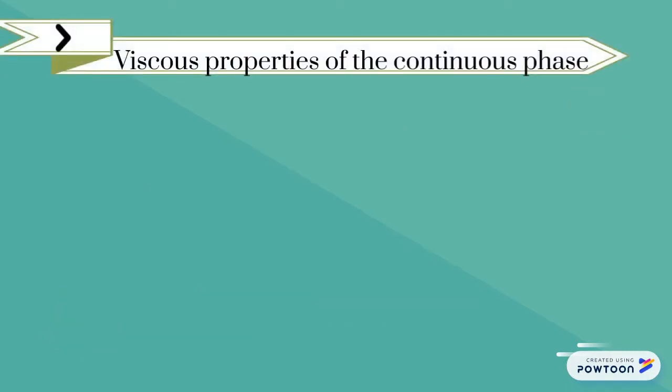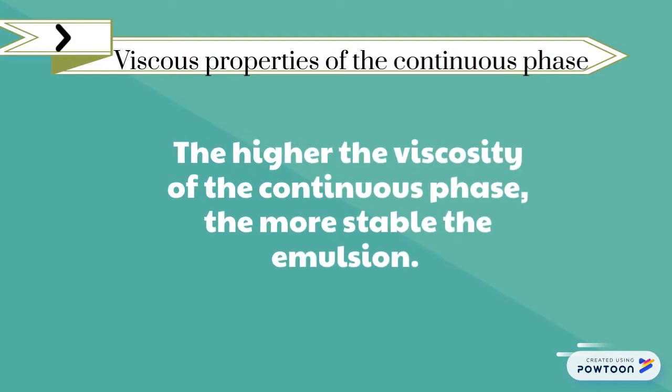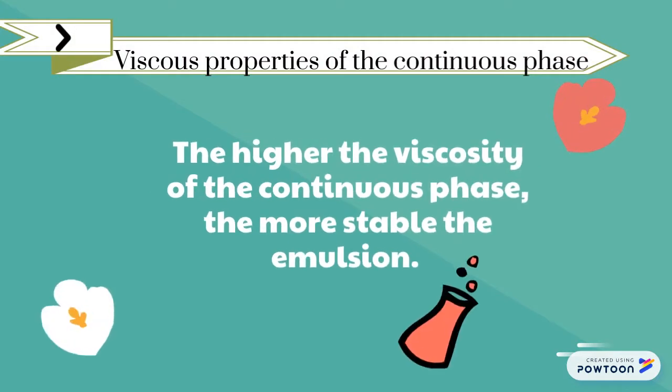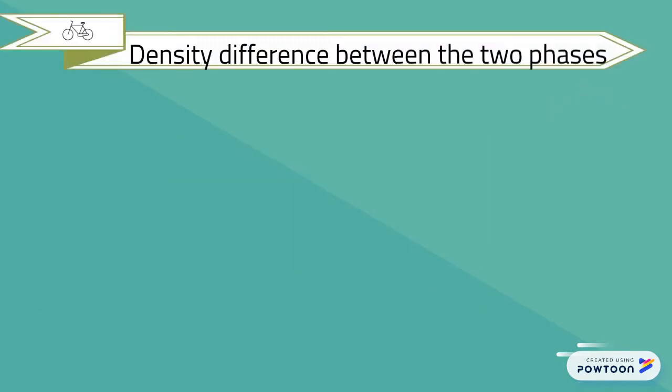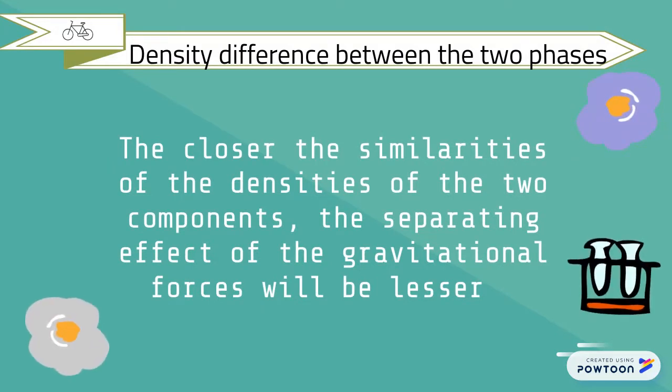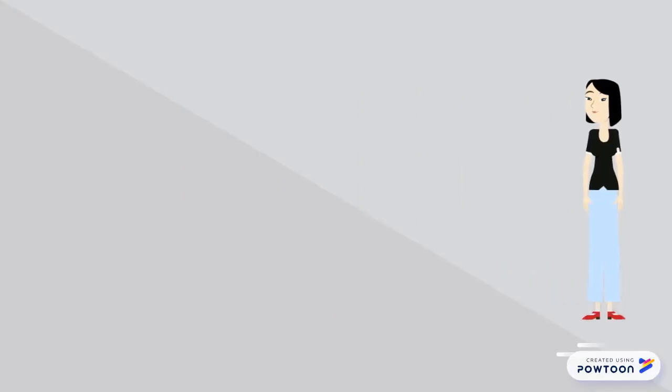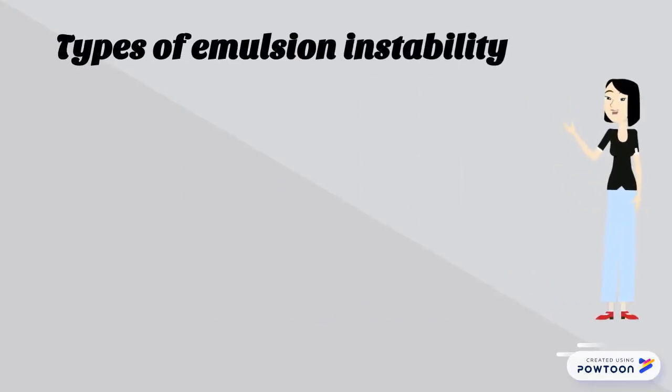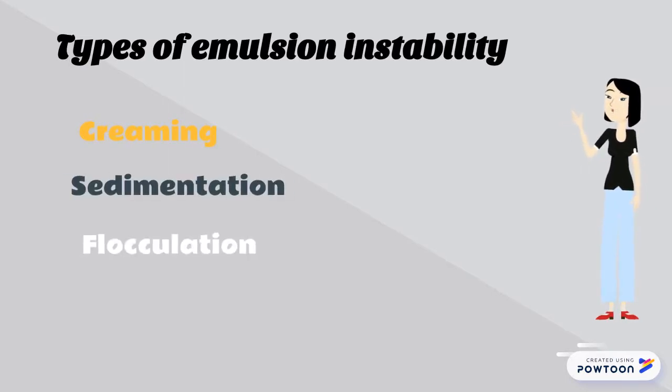Viscous properties of the continuous phase. The higher the viscosity of the continuous phase, the more stable the emulsion will be. Lastly, density difference between the two phases. The closer the densities of the two components, the lesser the separating effect of the gravitational forces will be. Moving on to types of emulsion instability: creaming, sedimentation, flocculation, coalescence, and phase inversion.